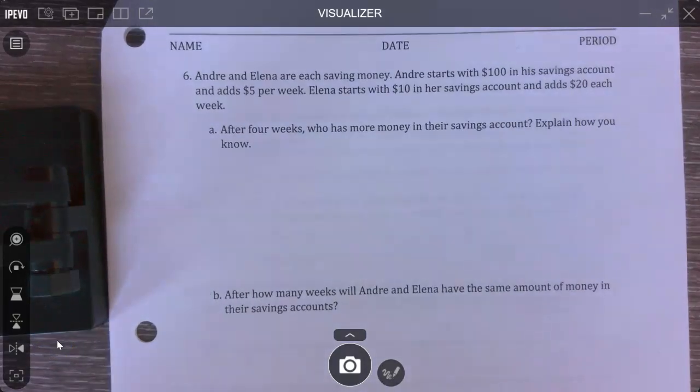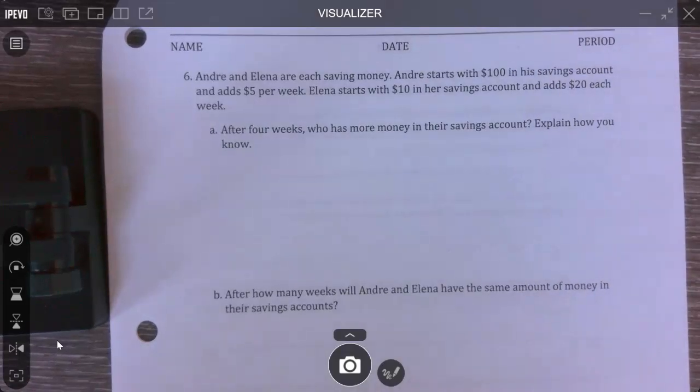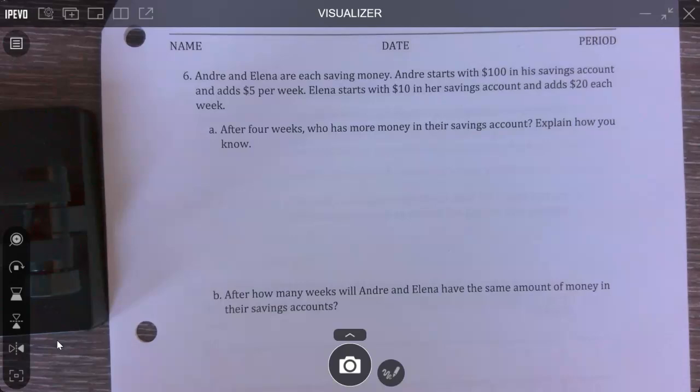Andre and Elena are each saving money. Andre starts with $100 in his savings account and adds $5 per week. Elena starts with $10 in her savings account and adds $20 each week. After 4 weeks, how much money is in their savings accounts?